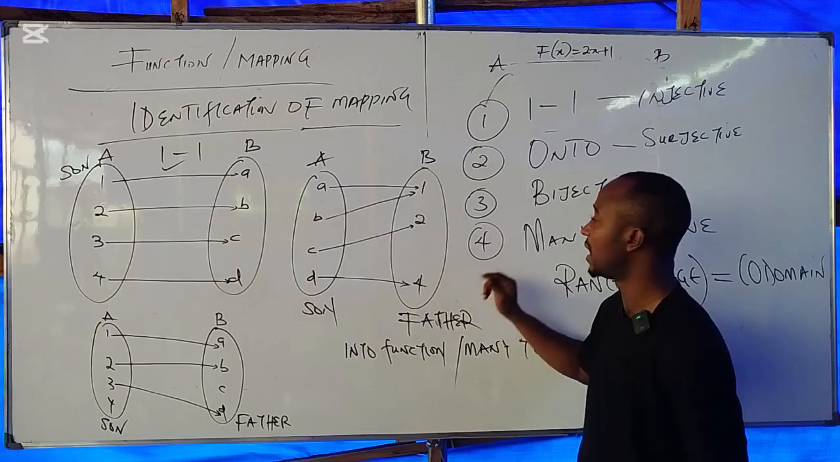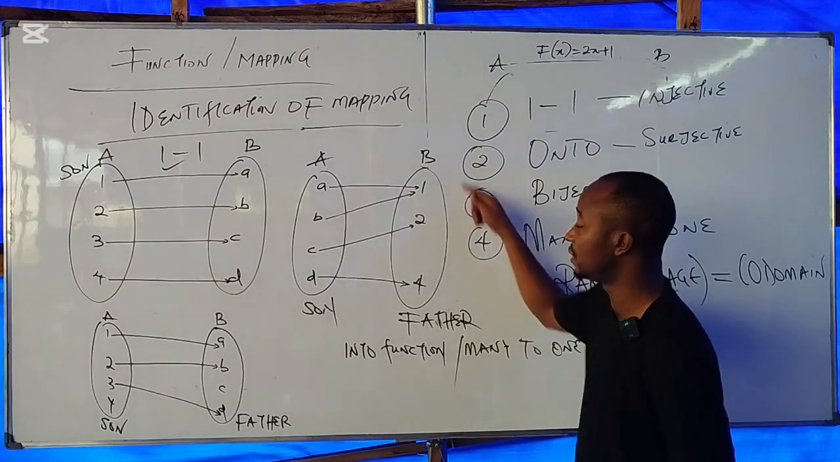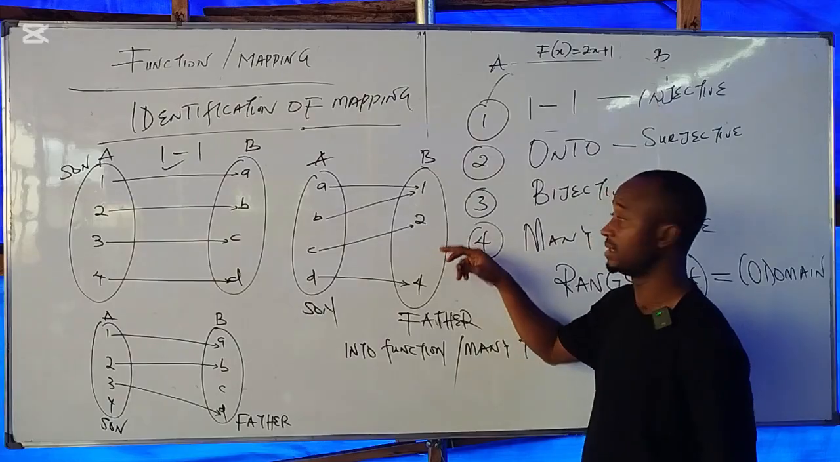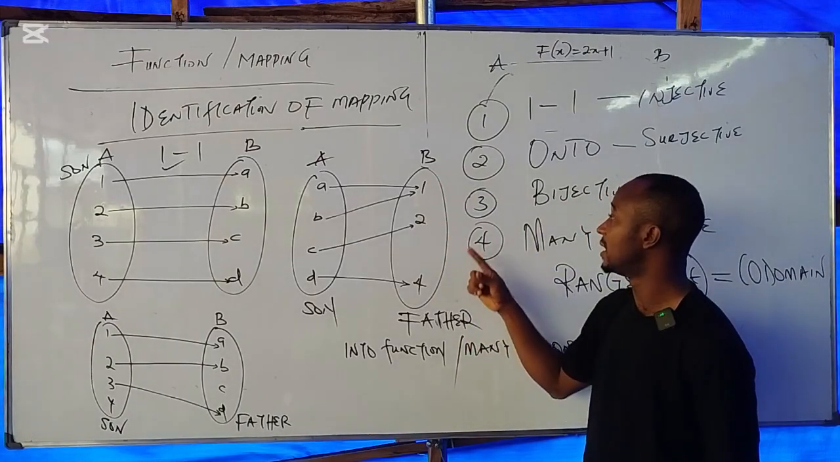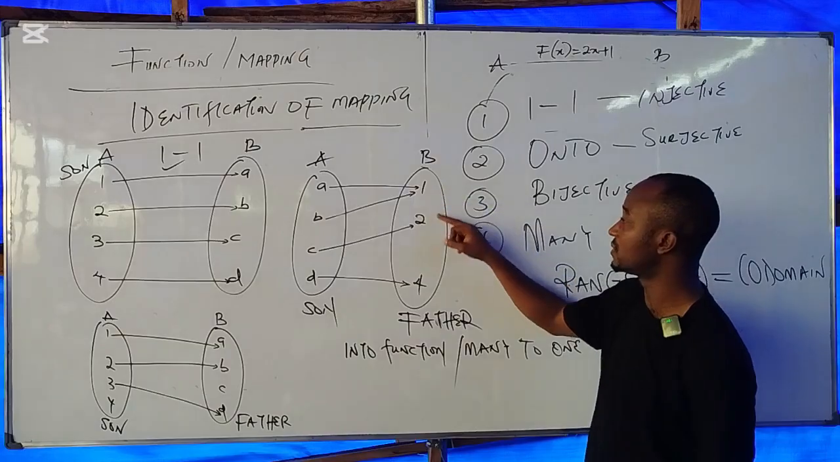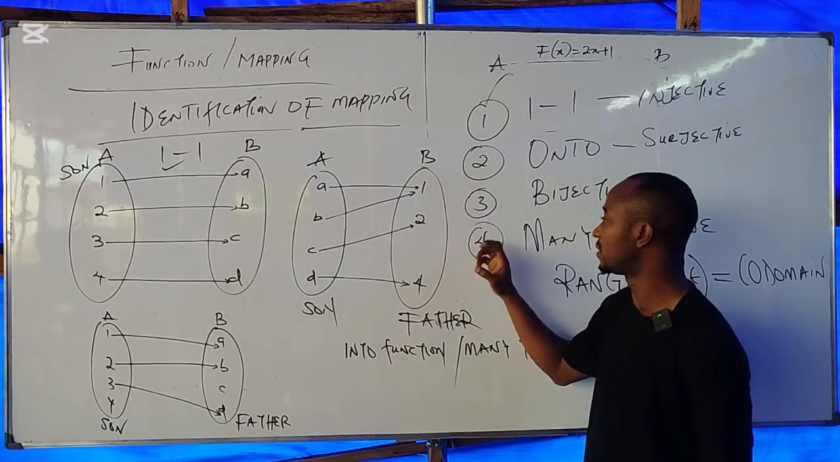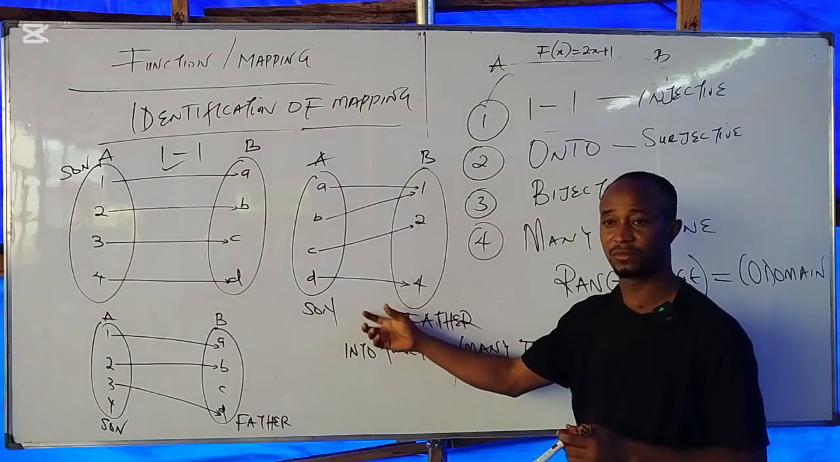Are you following now? And what do you notice now? The image is equal to the codomain. Because if I ask you, what is the codomain of B? It simply means 1, 2, 4, right? What is the image of this function? It simply means 1, 2, 4, right? So since the image and the codomain are the same, that simply means we have what we call an onto function.